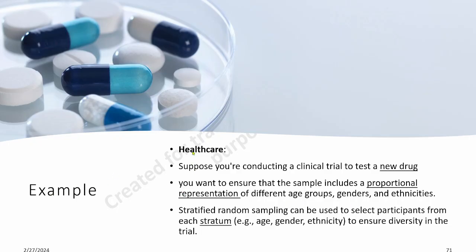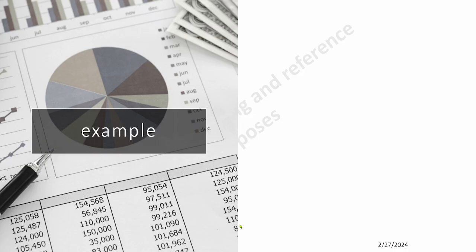Some examples here. Let's say in healthcare, suppose you are conducting a clinical trial to test a new drug, and you want to ensure the sample includes proportional representation of different age groups, gender, race or ethnicities. These are all dimensions. Based on the dimensions, you could have subgroups. So stratified random sampling can be used to select participants from each of the dimensions. That is the meaning of stratified random sampling.